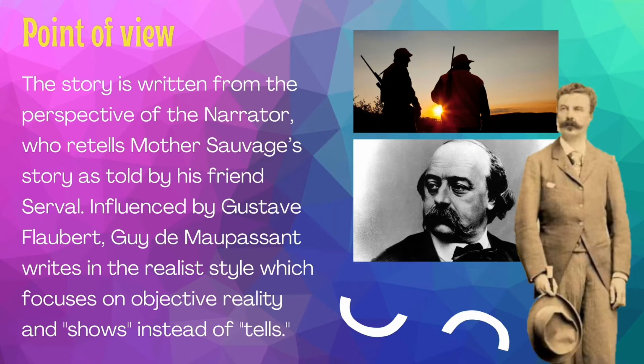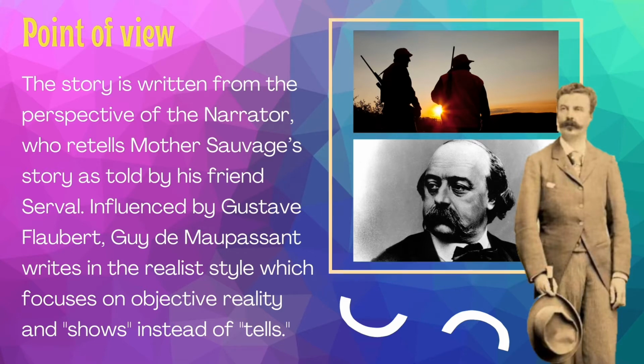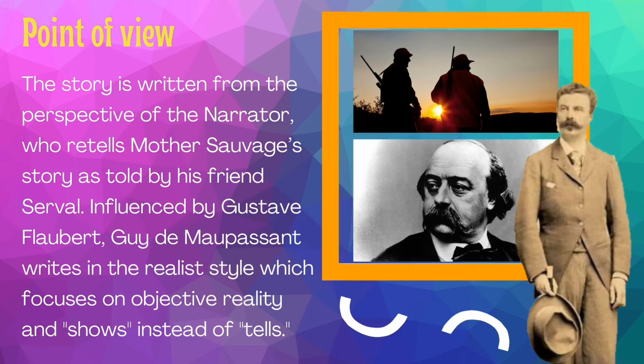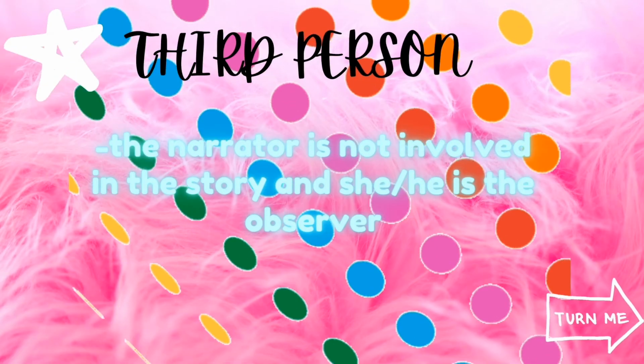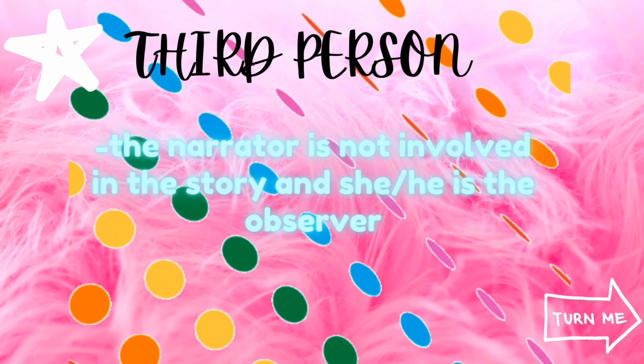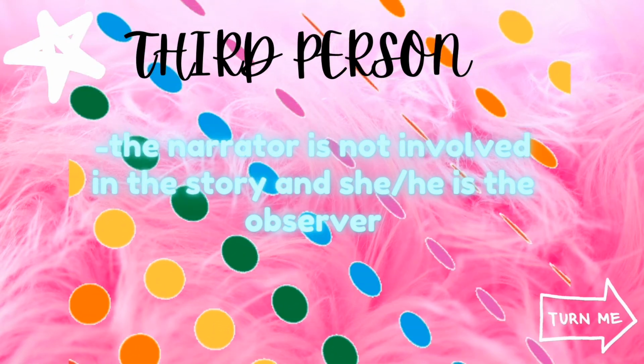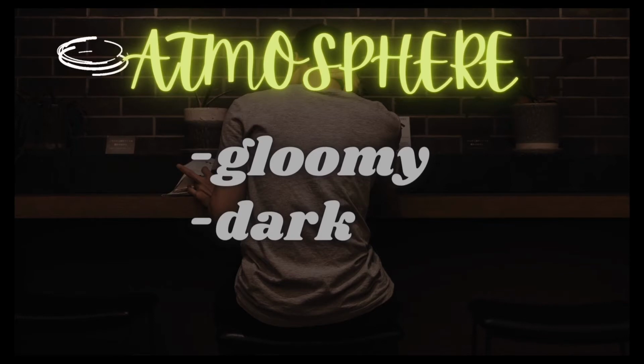The story is written from the perspective of the narrator, who retells Mother Sauvage's story as told by his friend Serval. Influenced by Gustave Flaubert, Guy de Maupassant writes in the realist style, which focuses on objective reality and shows instead of tells. The kind of point of view that the story uses is the third-person point of view. The narrator is not involved in the story, and she or he is the observer.